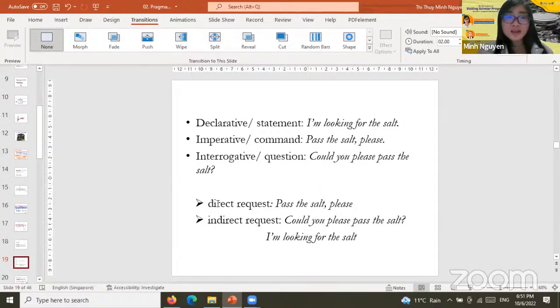So in this example, okay, pass the salt, please, is the direct request, whereas could you please pass the salt and I'm looking for the salt is indirect request. Okay, so that's what Searle say.